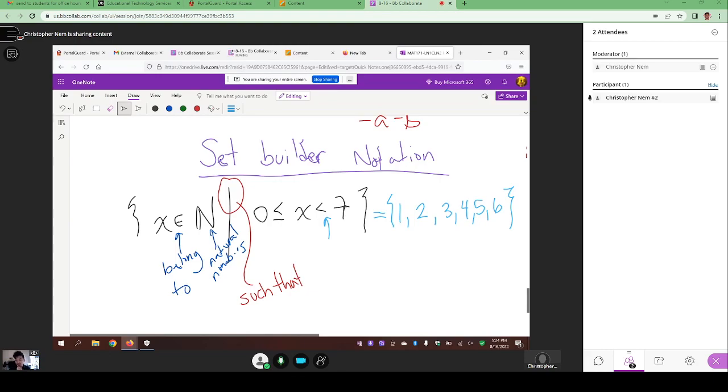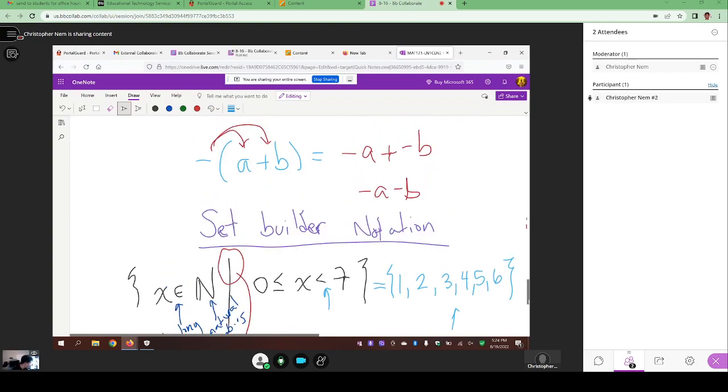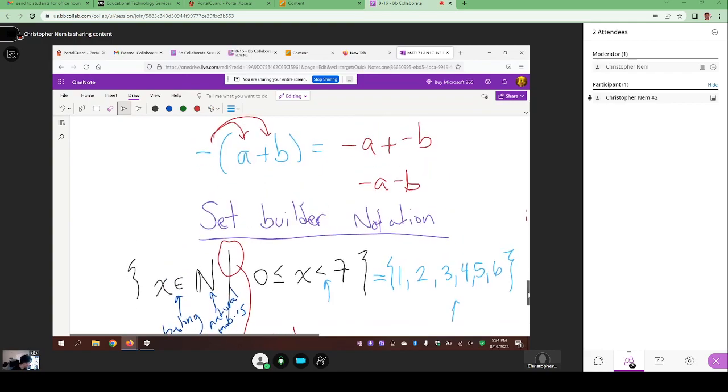It has to be a number smaller than 7. It cannot be equal to 7. It has to be smaller. And the largest natural number smaller than 7 is going to be 6. So this is the collection of objects we are looking for. And you can bet this is probably going to be on a test. That covers set builder notation.